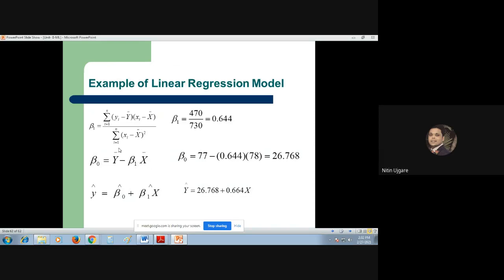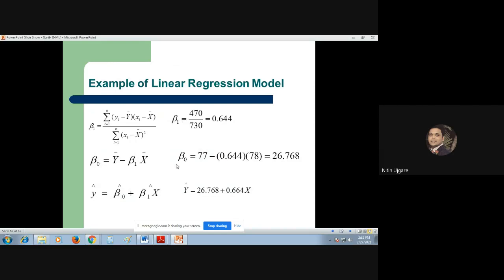We know the value of centroid y bar. Y bar's value is 77 minus beta 1, which we have just calculated as 0.644, into x bar's value, which is 78. This gives me the beta 0 value, that is 26.768. So here we have calculated both the model's parameters.